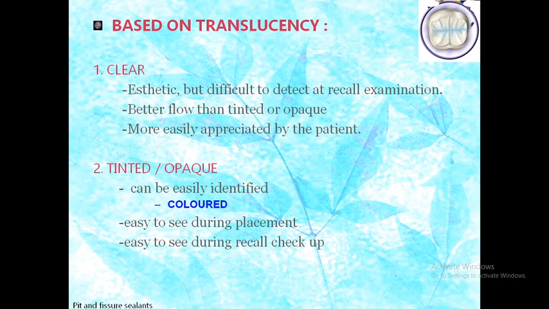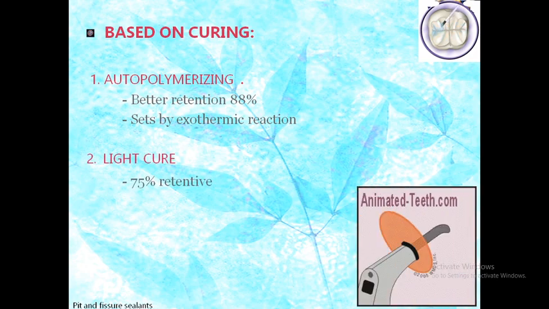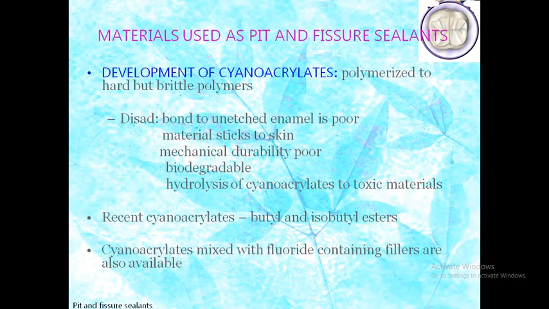Second is tinted or opaque. It can be easily identified because it has a color, it is easy to see during placement and easy to use during recall checkup. These all come under advantages. Now, categorized based on curing: auto-polymerizing gives better retention, that is 88%, and it sets by an exothermic reaction. Second is light cure, which gives 75% retention.